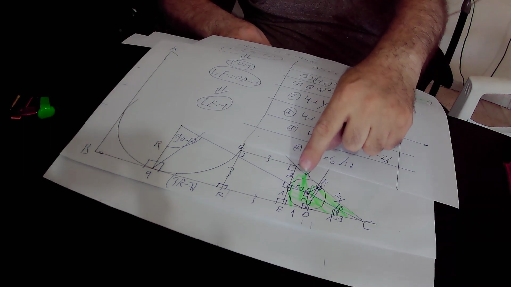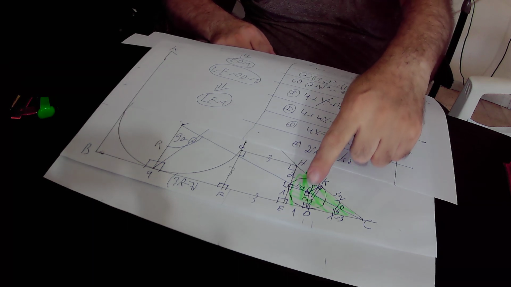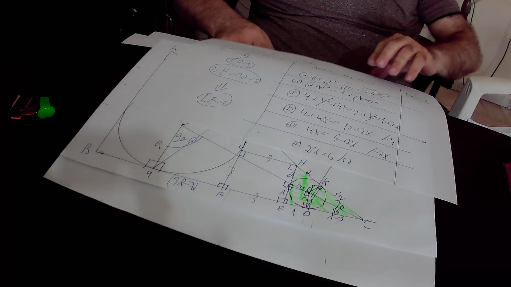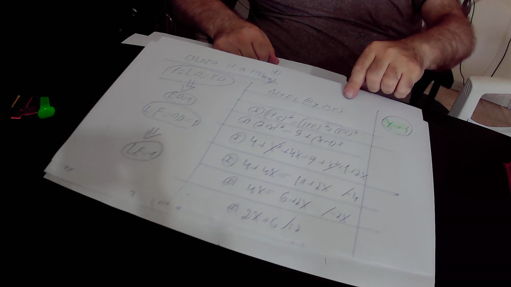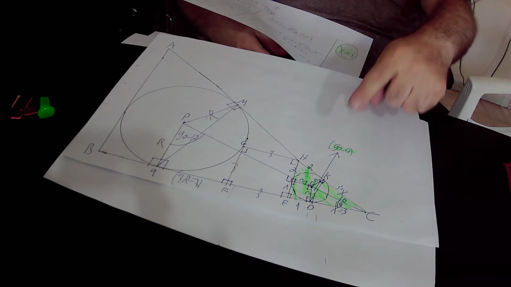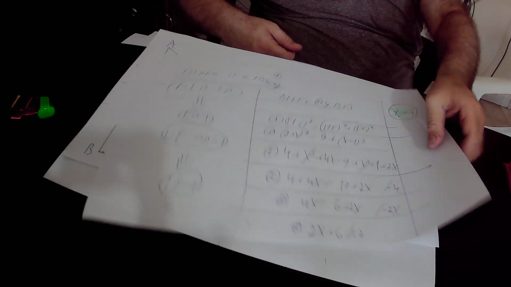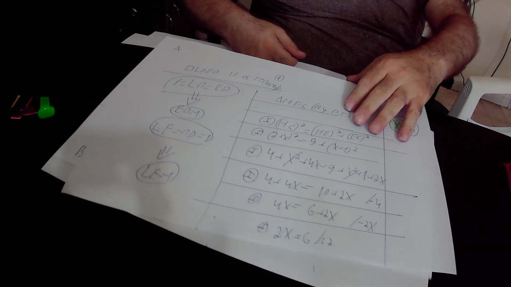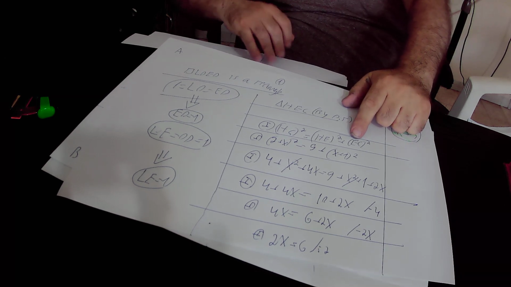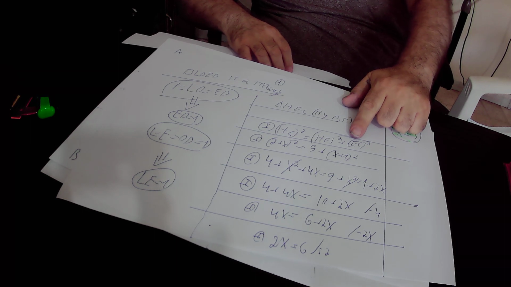Side HE equals 3. Therefore, HE square is 3 squared, that is 9, plus EC square. EC equals 1 plus X, therefore EC square will be equal to (1 plus X) square, or (X plus 1) square. So in conclusion, we found that according to equation number 1, (2 plus X) square equals 9 plus (X plus 1) square.